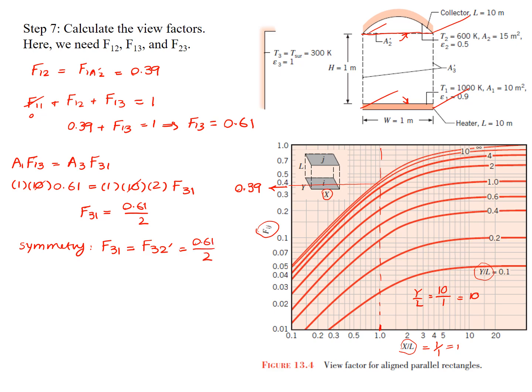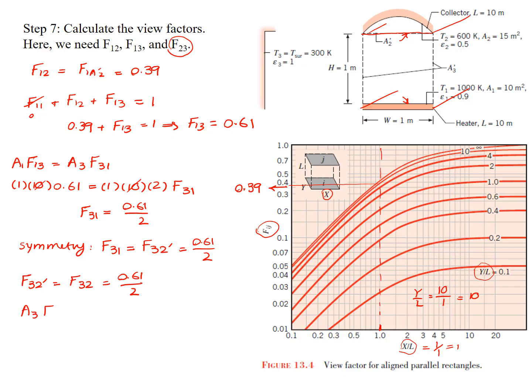Then I'll be able to use F32 prime to calculate F32. Whatever portion of radiation goes from 3 to 2 prime is the same portion that goes to 2. So that's F32, which is basically 0.61 divided by 2. So now I've got my F32, but I need F23. Take a look here. I need F23 and I have F32, and I know there's a relation between the two.